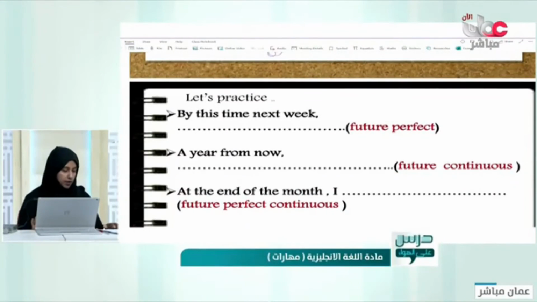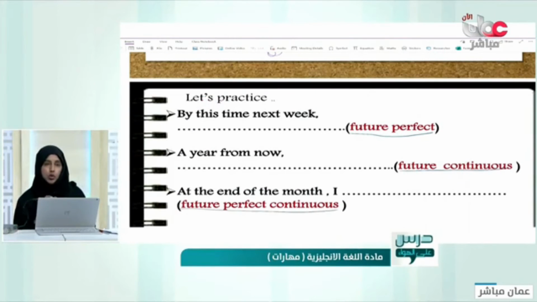Let's practice here. We have some examples. I want you now to take a note and try to complete the sentences. You can show me your sentences tomorrow, inshallah. Look at the first one: by this time next week, what will you do, what will you have? A year from now, at the end of the month. I put "I" here for you, so you can start with I, but be careful. I want you to use future perfect here. In the second sentence, future continuous. And the third one, future perfect continuous.